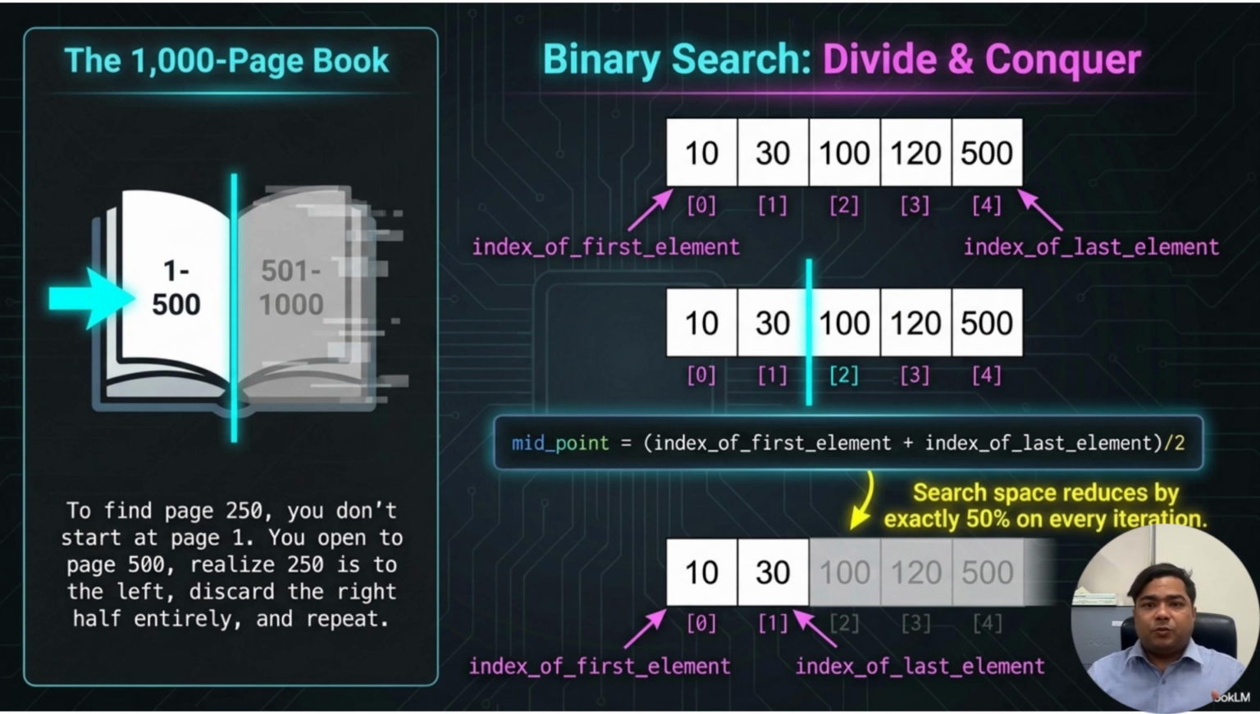The most important point is shown in the yellow box. The search space reduces by exactly 50% on every iteration. That is why binary search is very efficient. Instead of checking every item, it removes half of the remaining data each time. But one condition is very important. Binary search works only when the data is already sorted.